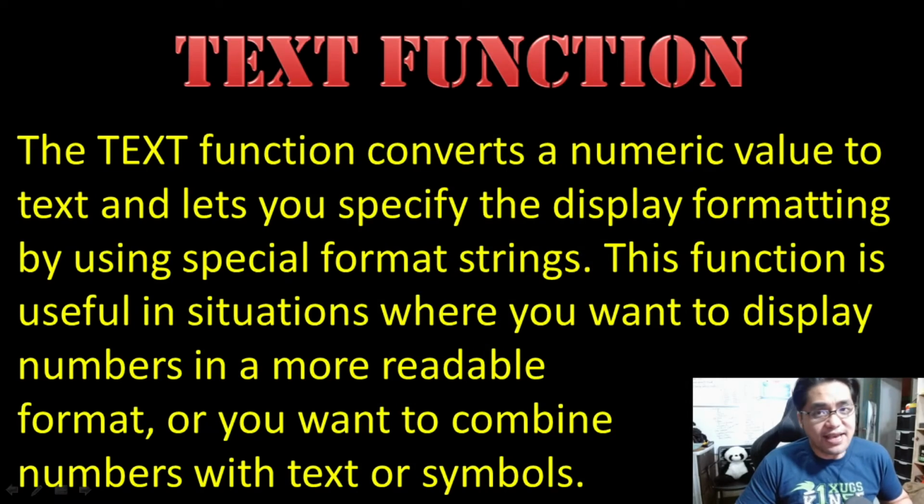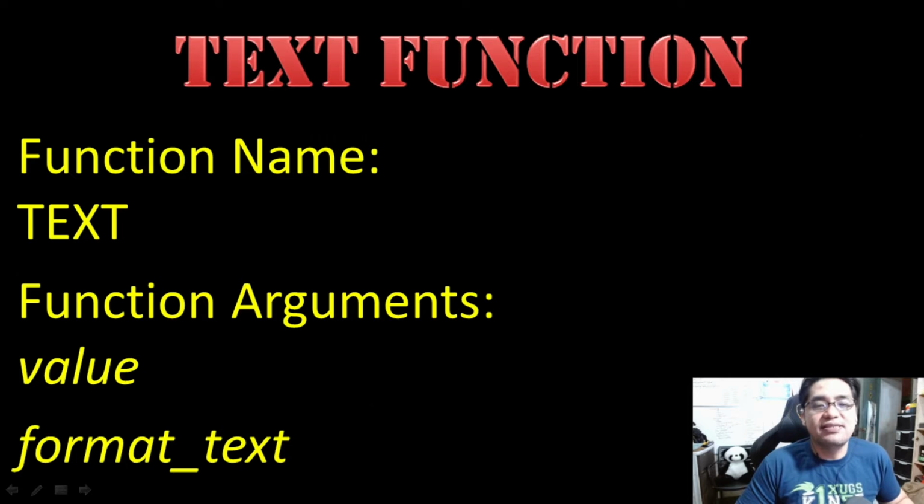First of all, what is a text function? The text function converts a numeric value to text and lets you specify the display formatting by using special format strings. This function is useful in situations where you want to display numbers in a more readable format or you want to combine numbers with text or symbols. For the text function, the function name is text, and for the function arguments, first you need the value which you're going to convert into text, and then you're going to need the format of the text.